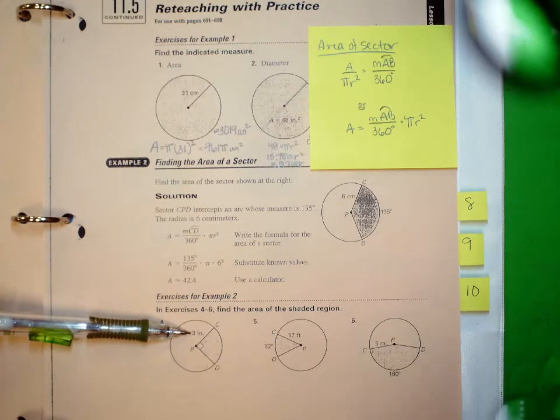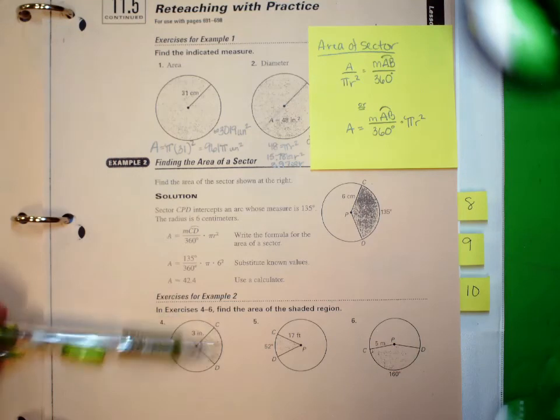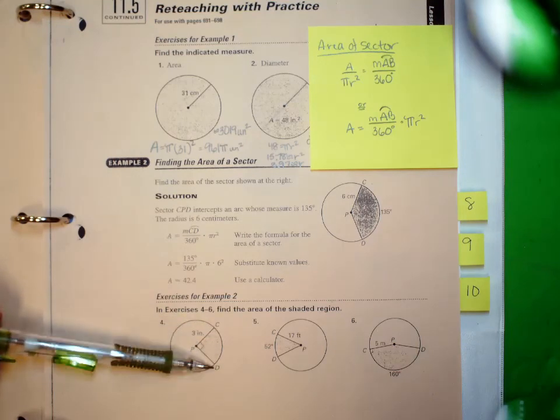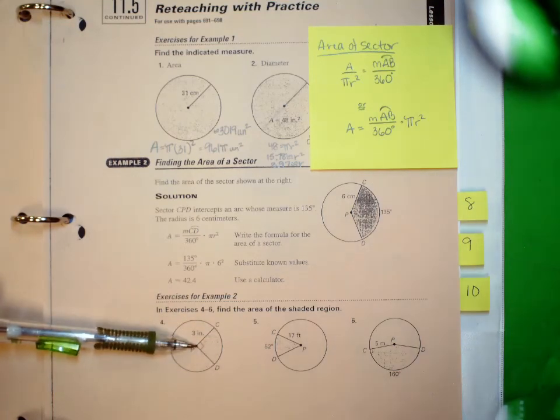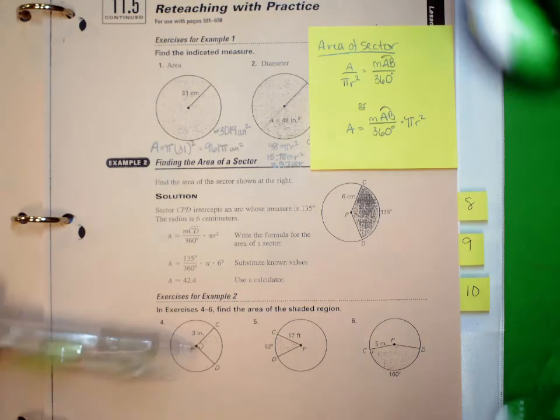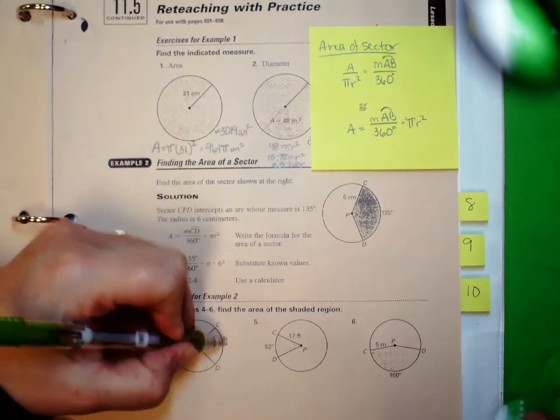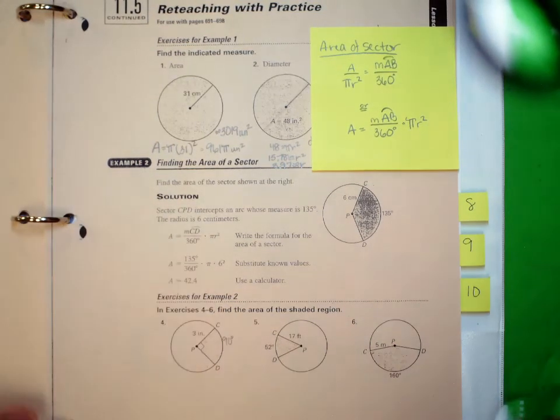If we look at the exercises for example 2, we are given a radius of 3 inches for circle P. So the radius is 3 inches. They didn't give us the measure of the arc length, but they did give us this symbol down here. We should all know that this little square means that it's a right angle. And hopefully we remember that a right angle is 90 degrees.